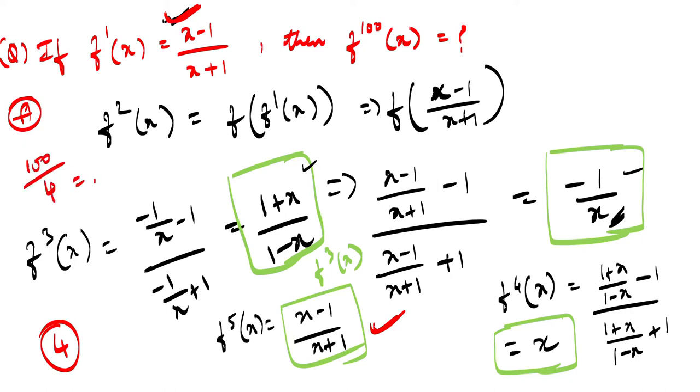100 by 4, the remainder is 0. 0 means it's the last term. We have to consider the last term of the cyclicity. This is the first term, the second term, the third value, this is the fourth value, right? So fourth value is the last term of the cyclicity. As we got the remainder 0, we have to consider the last value of the cyclicity, which is x. So f100x is equal to x.